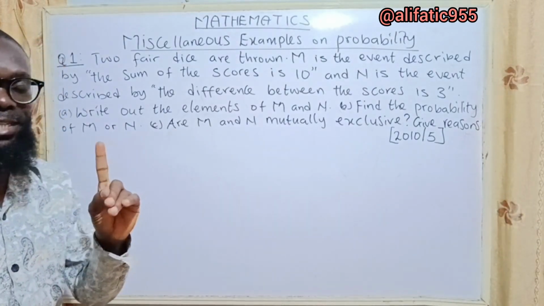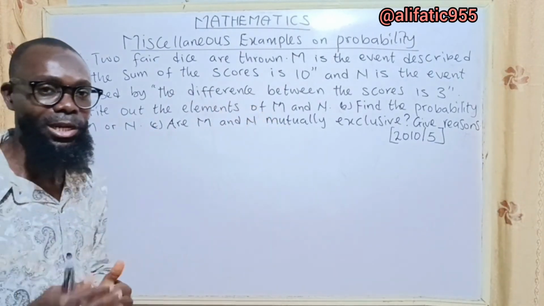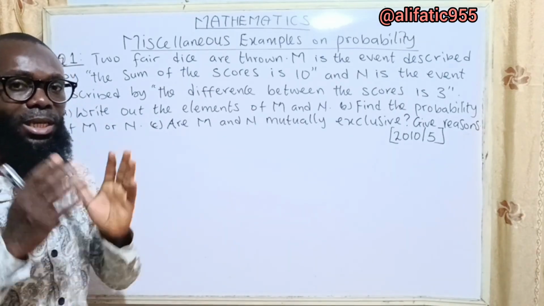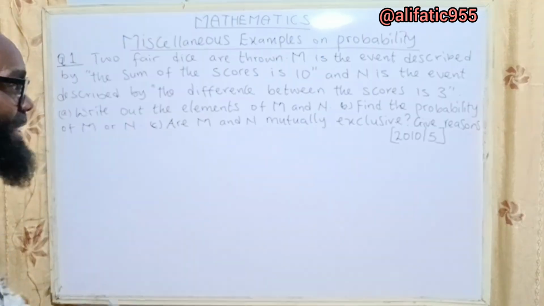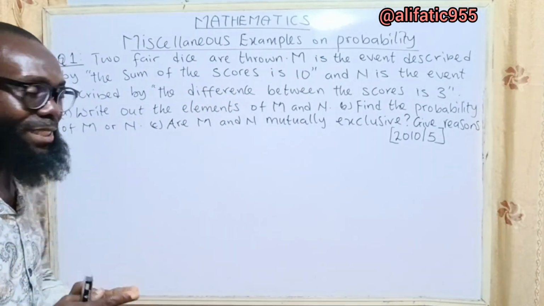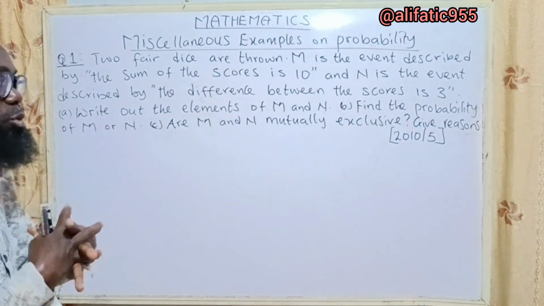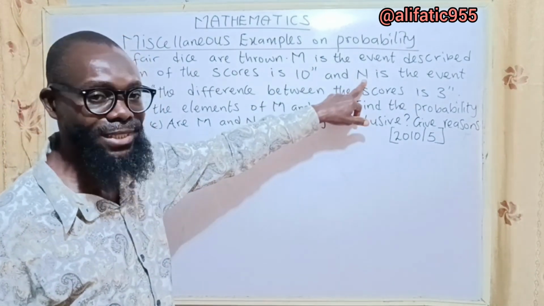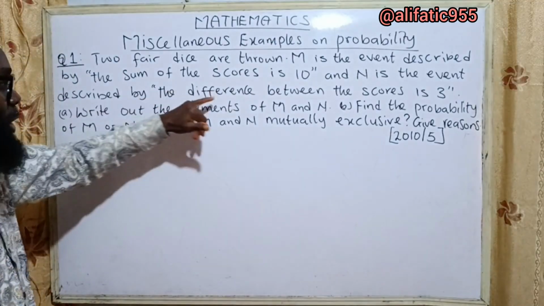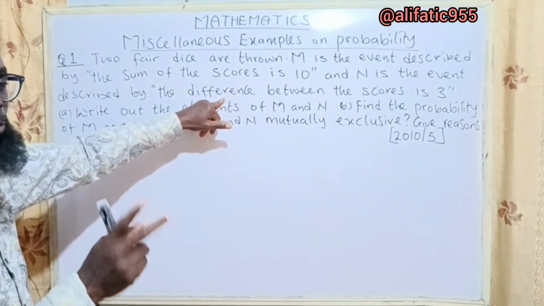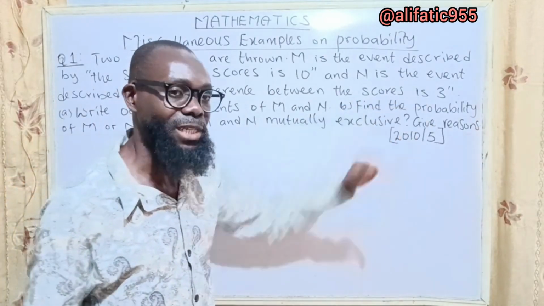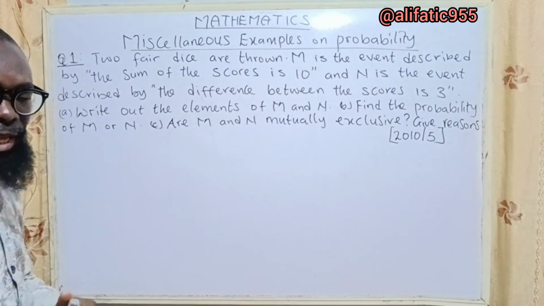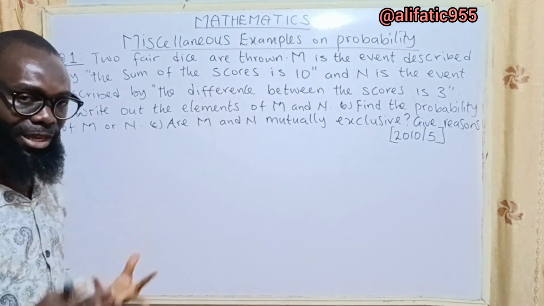Now, looking at this, we have two fair dice. Don't forget, a die has a number from 1 to 6. The other die has a number from 1 to 6. So, two of them. Now, we have two events. The first event is event M, which describes that when you add the two dice together, you should get a total of 10. And the second event is event N, that when you find the difference, which is subtraction, between the two numbers, it should give you 3. So question A says, write out the elements of M and N. So let us describe M and N.